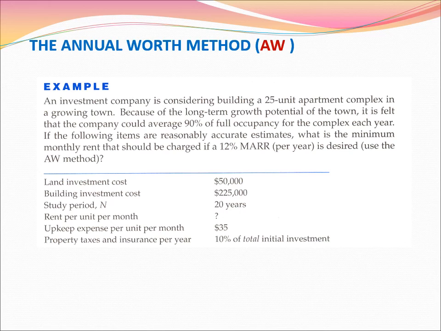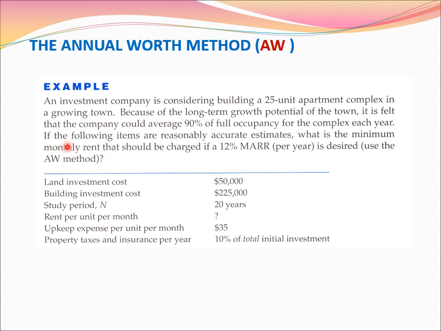Okay, this is another example to demonstrate the annual worth method. So in order to show this annual worth method, we are considering this example, and in this one it says that there's an investment company that considers building a 25-unit apartment complex. So in this apartment complex there will be 25 units. Because of the long-term growth potential of the town, it is felt that the company could average 90% of full occupancy. So 25 units of the apartment, and we are expecting that 90% of these units will be occupied.